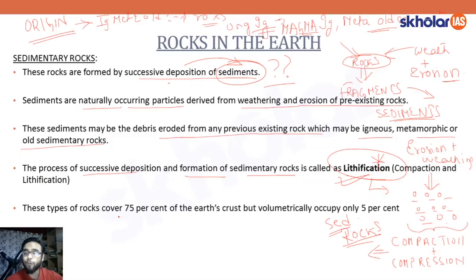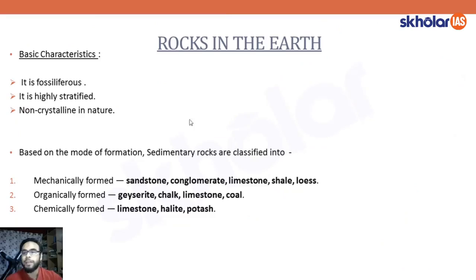This type of rock covers 75% of the earth's crust, but volumetrically occupies only 5%. It may cover the earth's surface by 75%, but volumetrically what is its percentage? It is only 5%, which is the least. Understood? Now let us talk about basic characteristics. What are the basic characteristics of sedimentary rock? The first thing is that it is fossiliferous, meaning this kind of rock will have fossils in it.